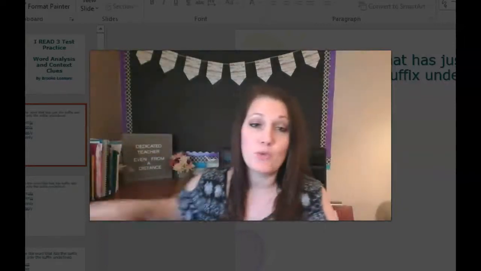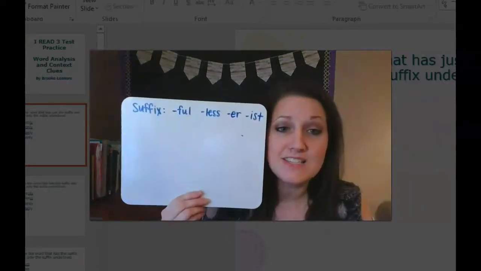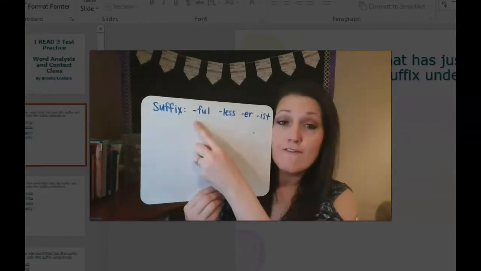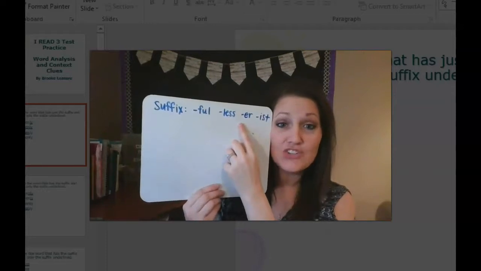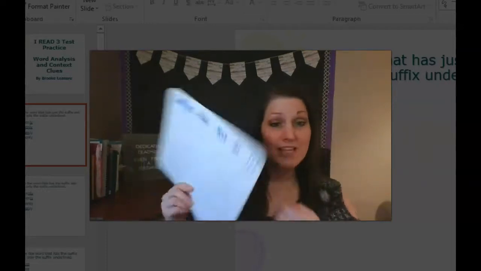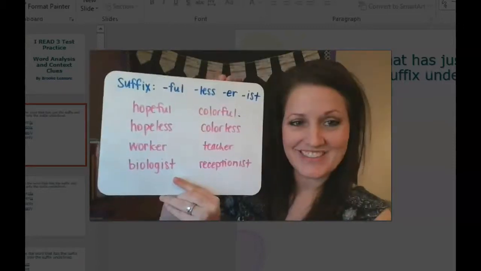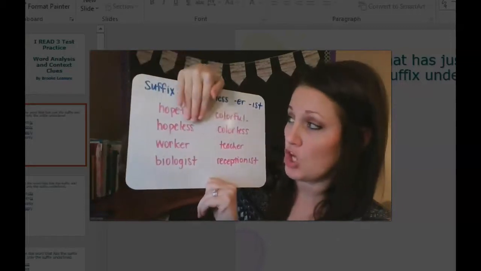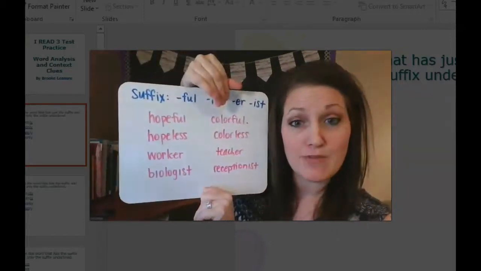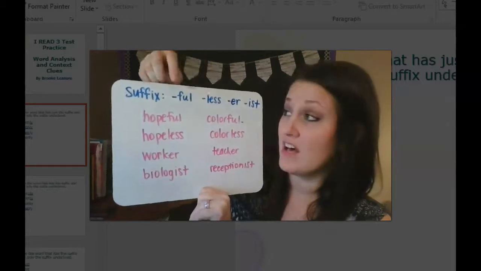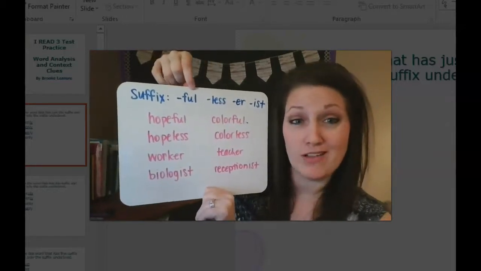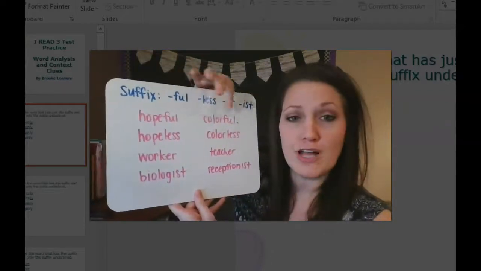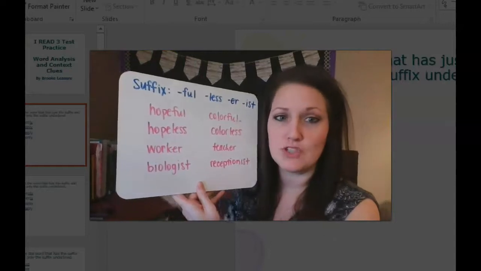Okay, so now we move on to suffix. Suffixes are at the end of a word. And some examples we've talked about are full, less, and ist. So do you notice how I added the suffix to the end of the word? So I have a word hope, and when I add full to it, I am full of hope. So the FUL means full, just like FULL does. But when it's a suffix, we just do one L. Hopeful, colorful, I'm full of color, or a paper is full of color.